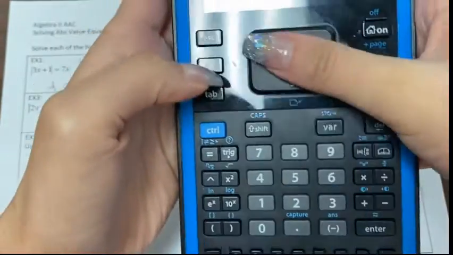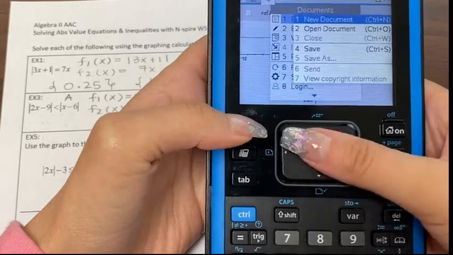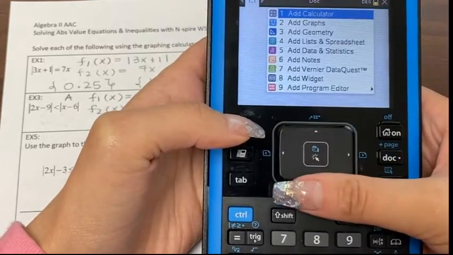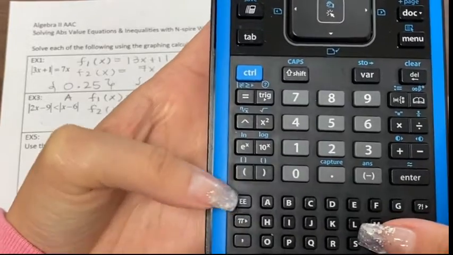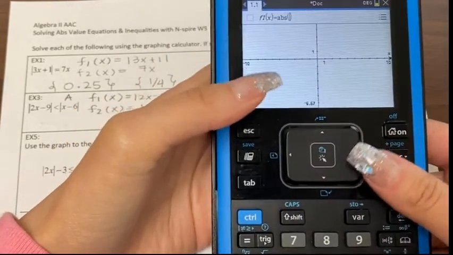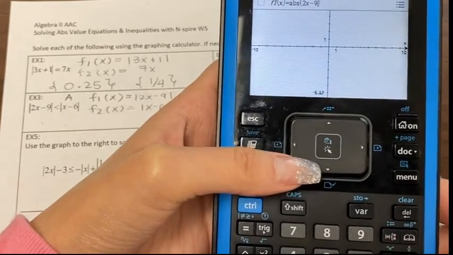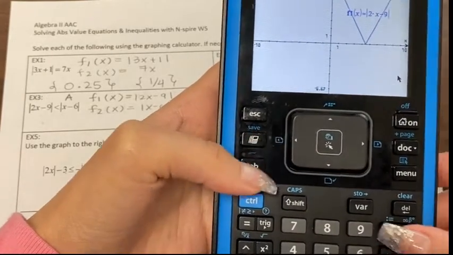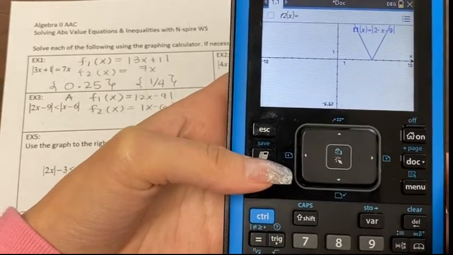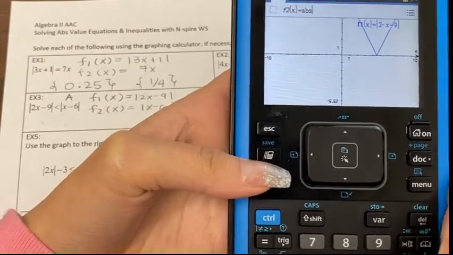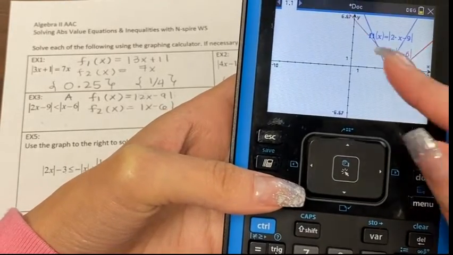So I go to my calculator, I go to graphs, file, new document. You don't want to save. You add your graphs, and what I'm going to do is type ABS parentheses, then I plug 2x, and it's minus 9 in this situation. Click that, and you have the situation. Now you are going to press tab. You plug in the second equation, which is going to be ABS parentheses x minus 6. So you have this.